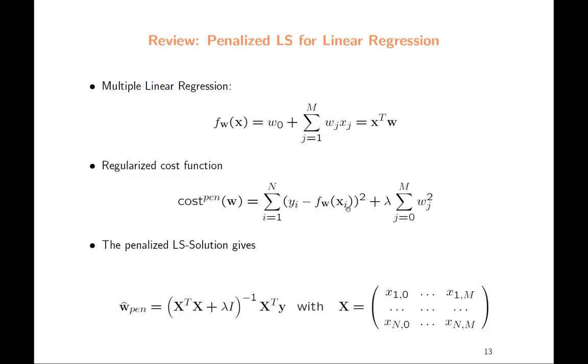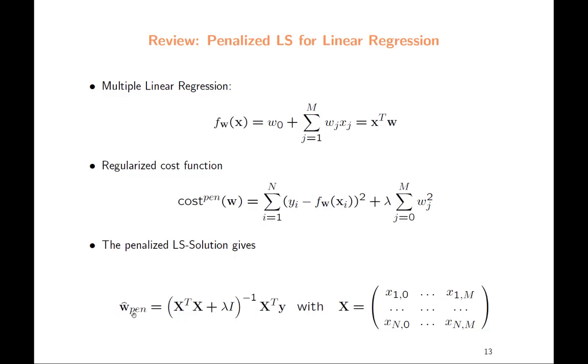And we often use the regularized cost function, or penalized cost function. This is the square of the difference between the target, the training data target, and the prediction, squared, plus lambda, some regularization parameter, times the sum over the parameters squared from 0 to m, if we have m parameters. And we derived the least squares solution, which gave us this equation here.